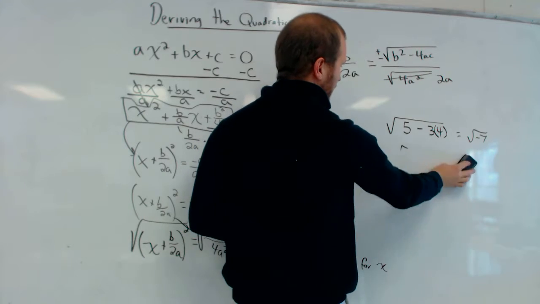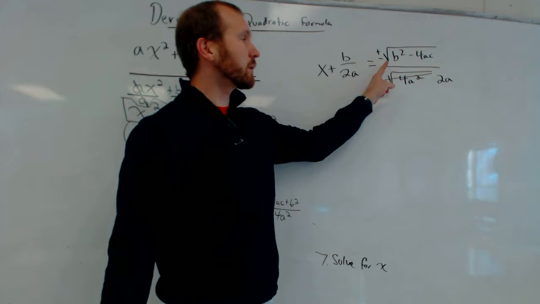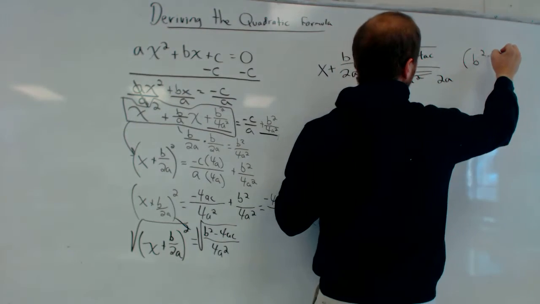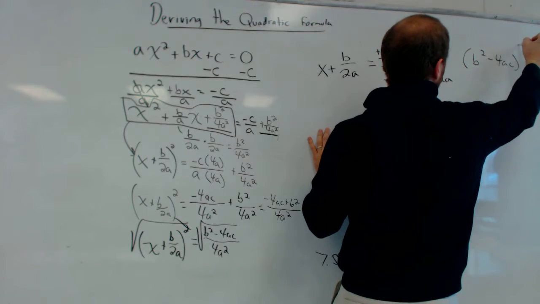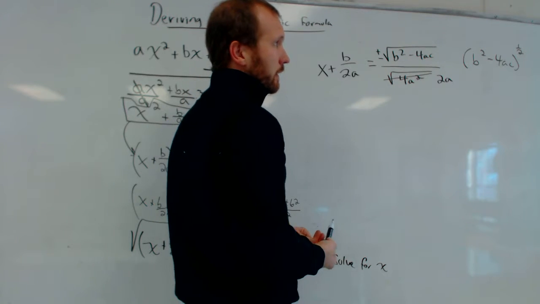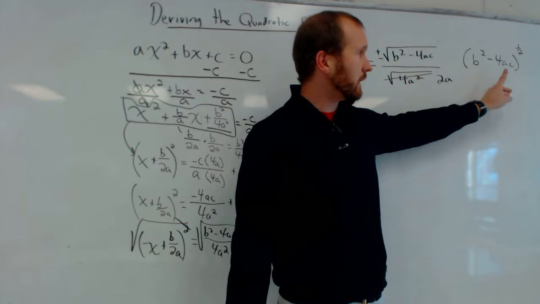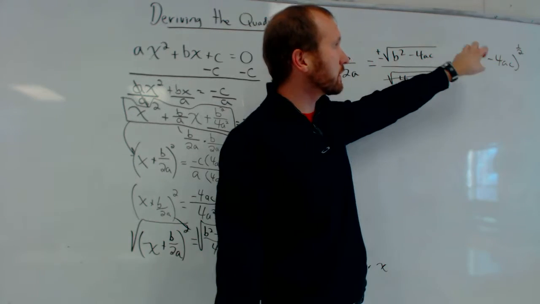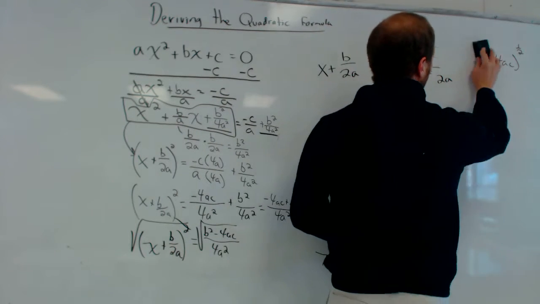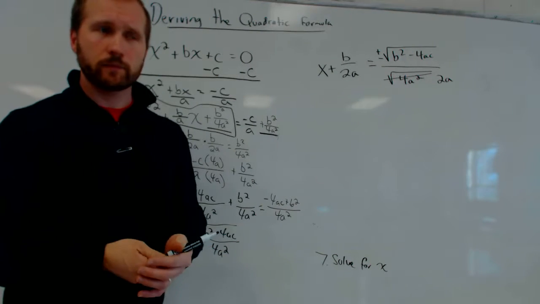Okay. We can't take the square root of just one part of anything, right? The reason is the square root is technically an exponent. So what we have here is b squared minus 4ac to the 1/2 power. That's another way of writing that. I can't distribute exponents over subtraction, so I can't take the square root of any part of this. I have to take the square root of the whole thing. Okay?